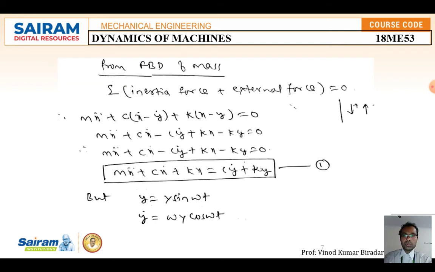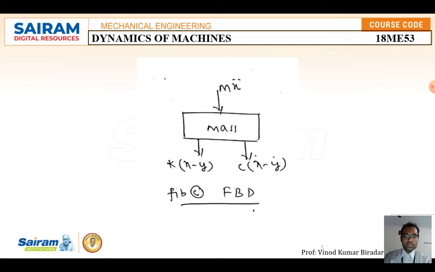Now from the free body diagram, according to D'Alembert's principle: the sum of the forces acting on a particular element, machine or body is equal to 0, that is, the summation of inertia forces plus external forces is equal to 0. There are three forces acting on that element. The downward direction we consider positive, and the upward direction negative.